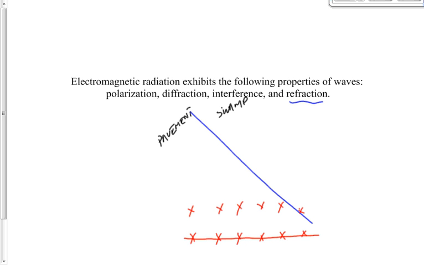Why hasn't he gone as far? Because of the swamp. He's now in a new material where he can't go as fast, right? So he can't keep up with all the other guys. Now, if we're looking at this from above, this wave front is going to look a little bit different. It's going to look like this.